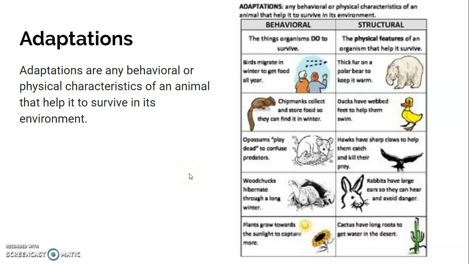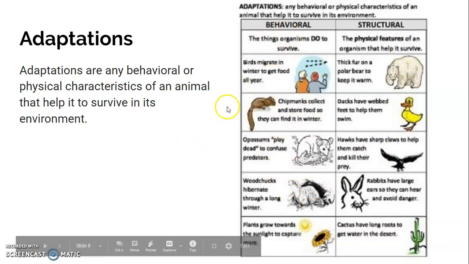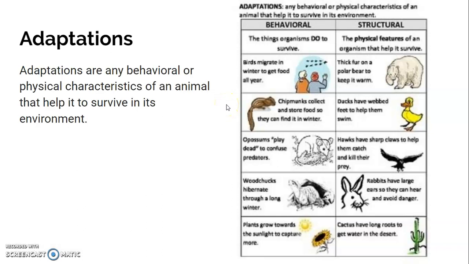Then we talked about adaptations. Adaptations are any behavioral or physical characteristics of an animal that help it to survive in its environment. I put some examples of behavioral adaptations over here on the left. These are things that organisms do to survive. Birds migrate in the winter so that they can get food all year. Chipmunks collect and store food so that they can find it in the winter. Opossums play dead to confuse predators. Woodchucks hibernate through a long winter. Plants grow towards the sunlight to capture more sunlight.